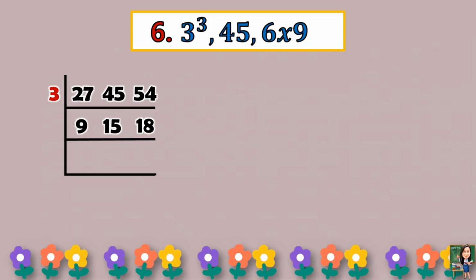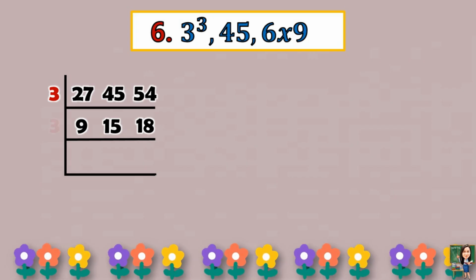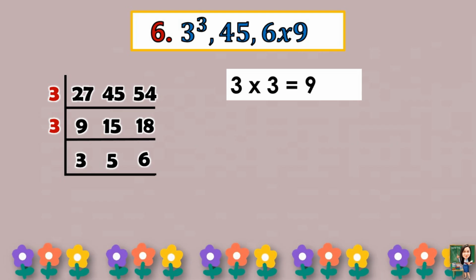So 9, 15, and 18 are divisible by 3. 9 divided by 3 is 3. 15 divided by 3 is 5. 18 divided by 3 is 6. So therefore, 3 times 3 equals 9. So the greatest common factor of 27, 45, and 54 is 9.